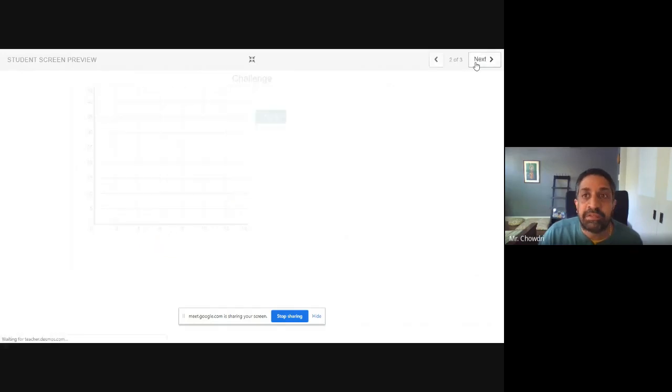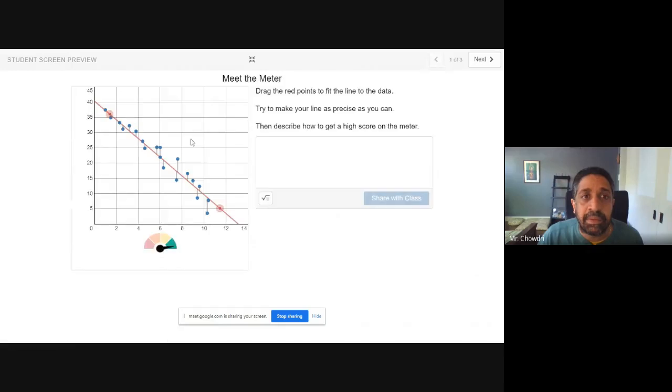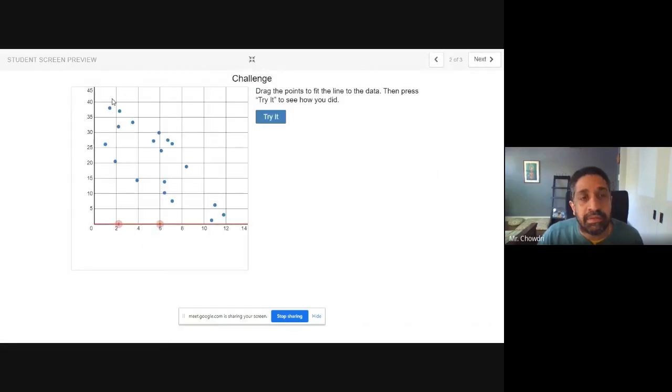Then you hit next. Now we've got a different scatter plot. So this is a different set of data. And you can see the difference between this and this is that it's still kind of going down. As the x gets bigger, the y is getting smaller. But it's not as strong of a relationship. So it's still kind of linear going down, but it's not as strong of a relationship. But I can still fit a line to make this trend.